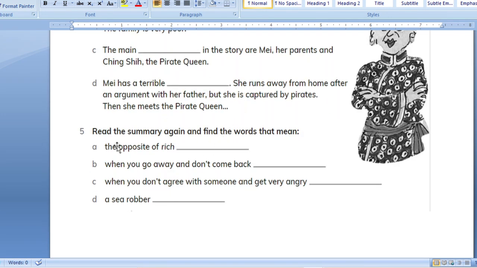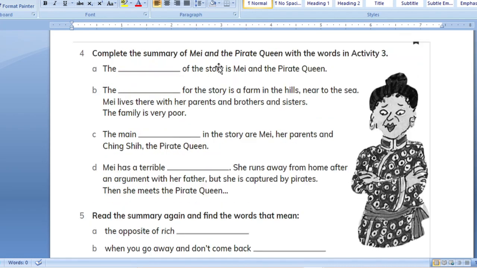Now, the opposite of rich. In these 4 lines, the opposite of rich.